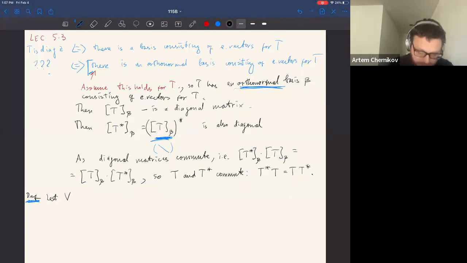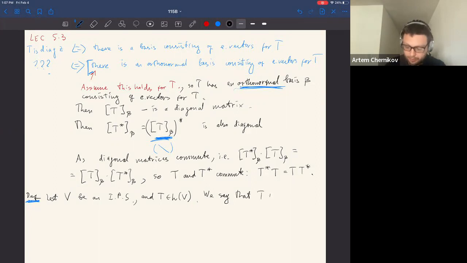So let's assume that V is an inner product space, okay? And assume that T is a linear operator on V. Then we say that this linear operator T is normal if it commutes with the adjoint. So exactly the property we just observed. So T composition with T star is equal to T star composition with T. Okay, so this is for linear operators.